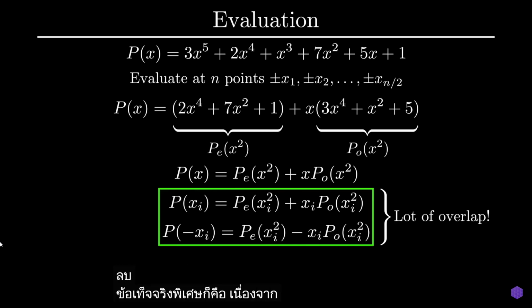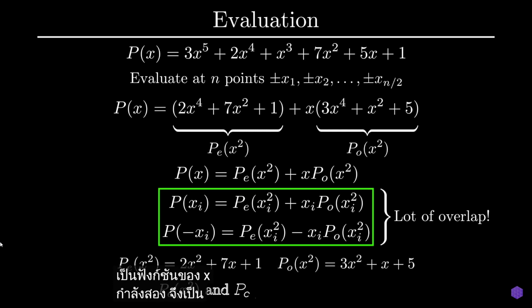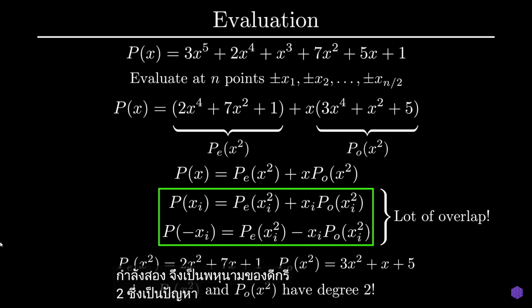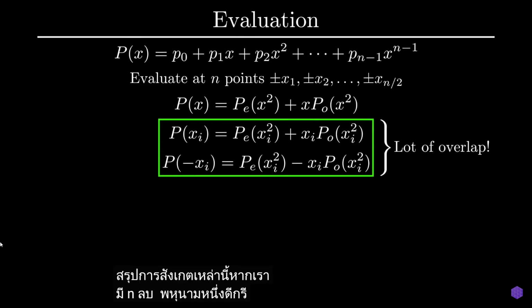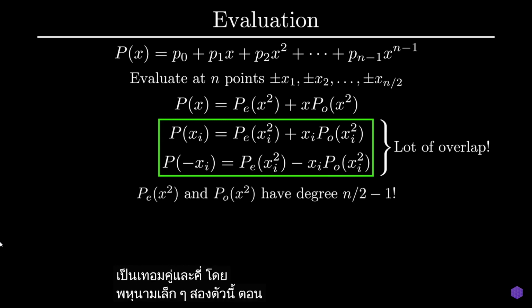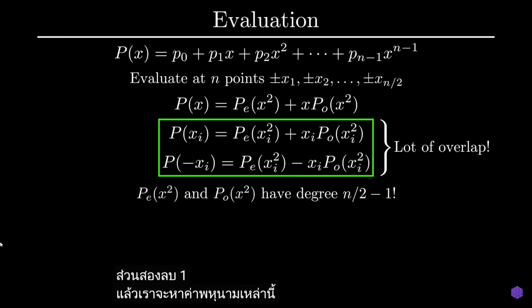A bonus fact is that since these even and odd polynomials are functions of x squared, they are polynomials of degree 2, which is a much simpler problem than our original degree 5 polynomial. Generalizing these observations, if we have an n-1 degree polynomial that we want to evaluate at n points, we can split the polynomial into even and odd terms, with these 2 smaller polynomials now having degree n over 2 minus 1. So, how do we evaluate these polynomials with half the degree of our original polynomial?